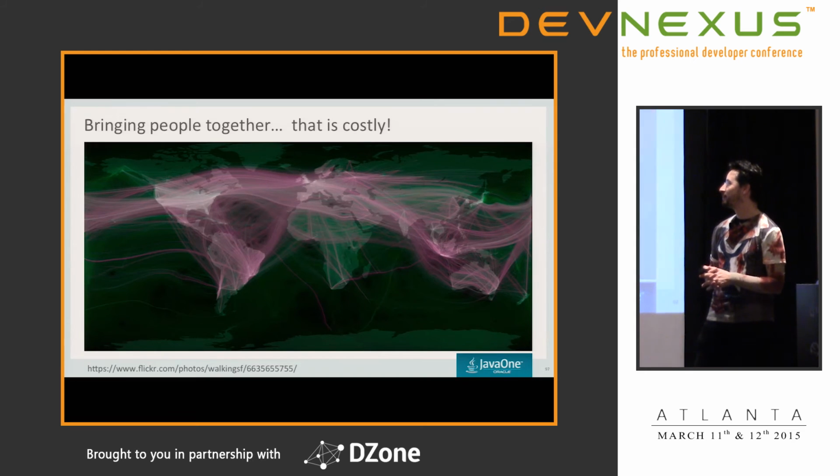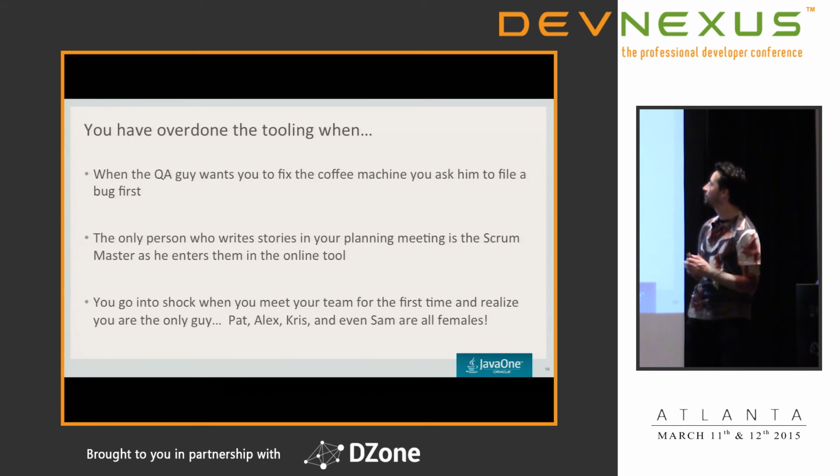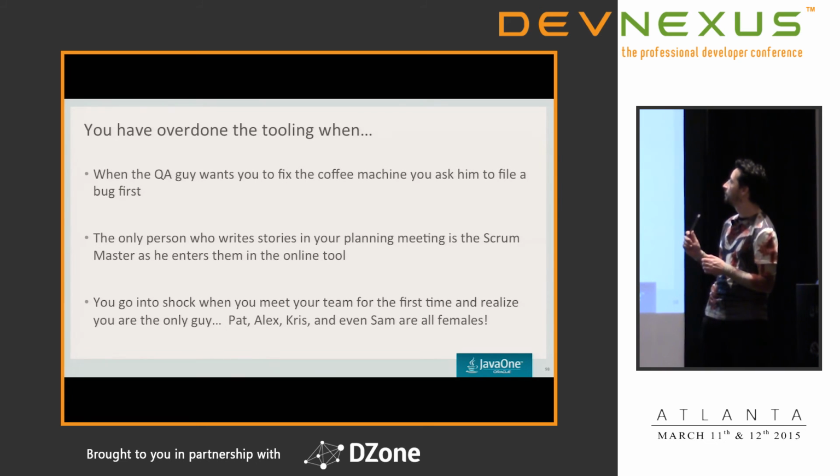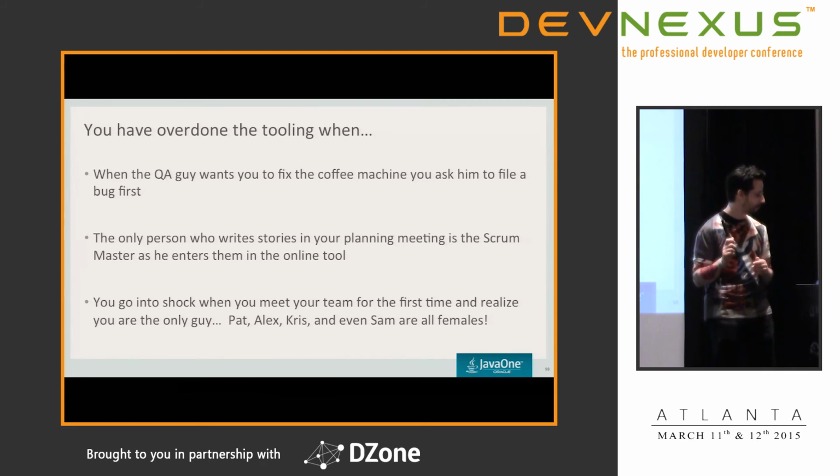All right, so you know you've overdone the tooling when the QA guy wants you to fix the coffee. All right, sorry, I'm losing it.